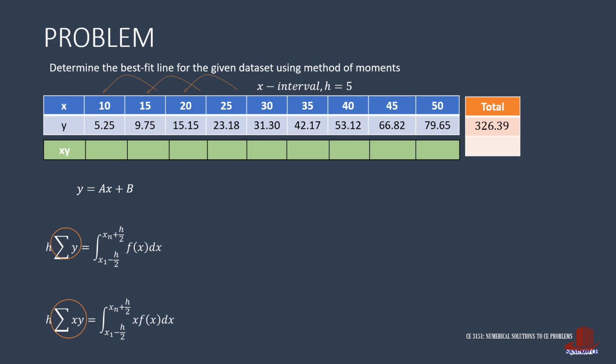From the second moment, we also need to look for the summation of xy, which is determined after multiplying the coordinates. 10 times 5.25 is 52.5. 15 times 9.75 is 146.25. Do the same for the others, coming up with 303, 579.5, 939, 1475.95, 2124.8, 3006.9, and 3982.5, and their total is computed as 12,610.4.